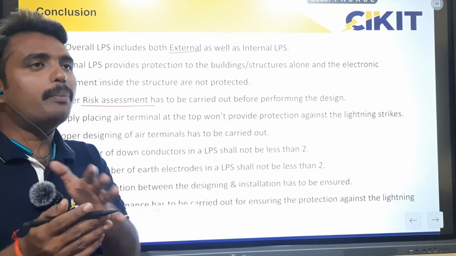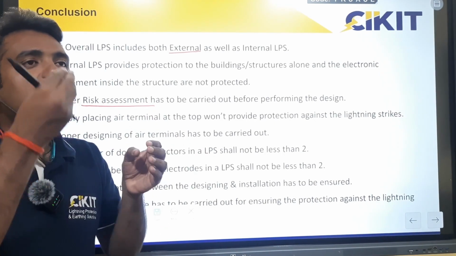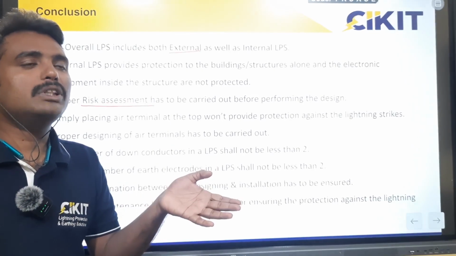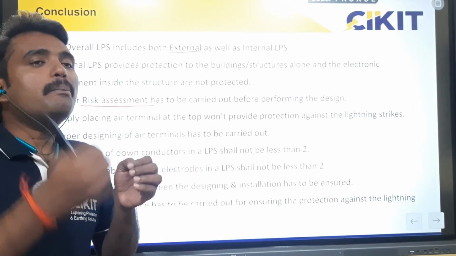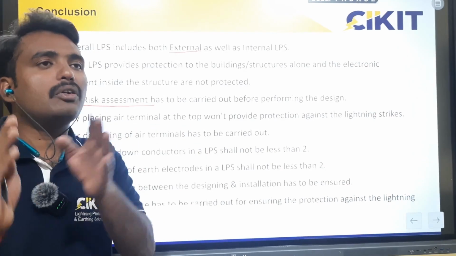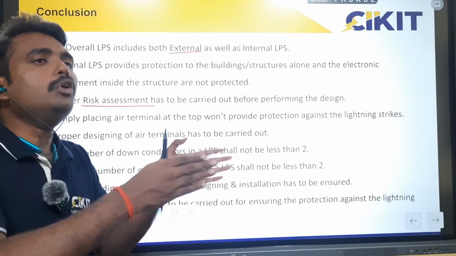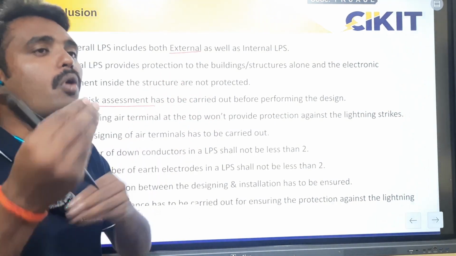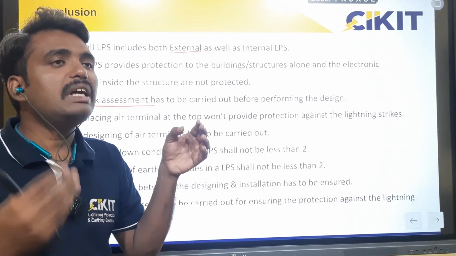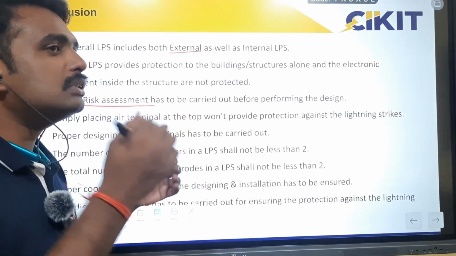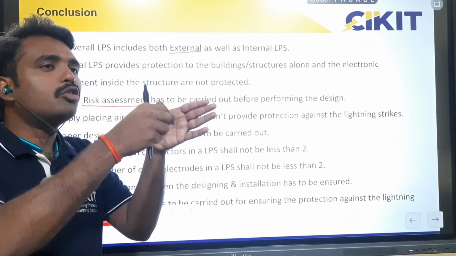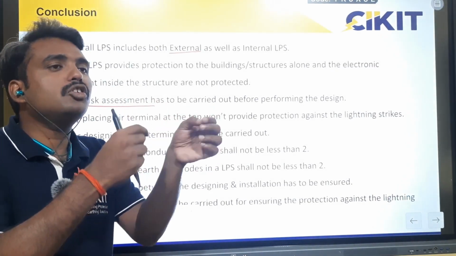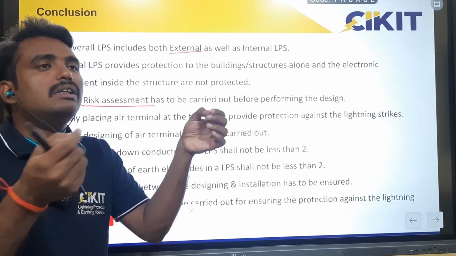We need to perform proper designing as per suitable positioning methodologies, either the protection angle method, rolling sphere, or mesh method. We need to determine the number of air terminals required for the particular site and the position of each air terminal. So there has to be proper coordination between the designing and the installation. If the designer positions an air terminal at one point, then the installation also should be done as per the design. There should not be any changes in the design.